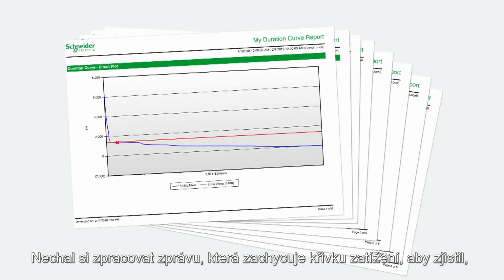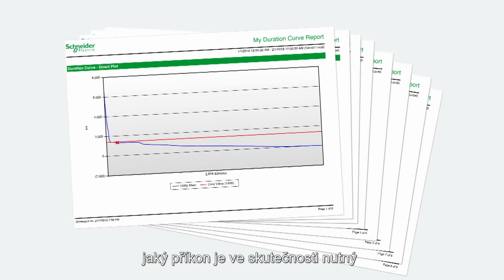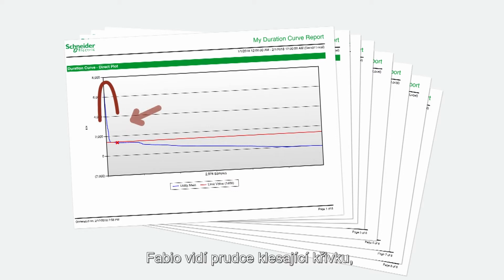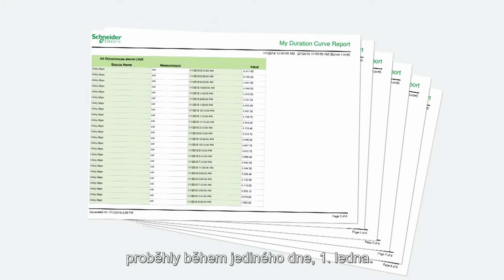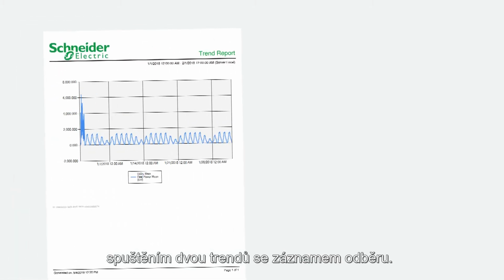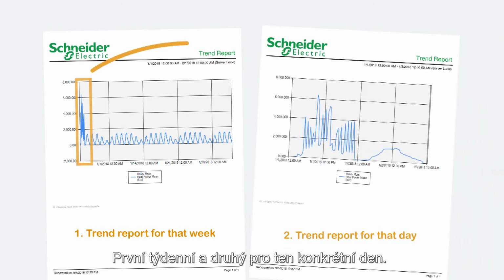He runs the duration curve report to get a sense of how much capacity is really needed and, more importantly, for how long. Rather than a smoothly declining curve, which he was expecting, Fabio sees a sharply sloping curve indicating that high loads were experienced for very short durations. When he digs further into the report, he discovers that those high loads were within a single day period on January 1st. He confirms these findings by running two trend reports, one for that week and two for that particular day.